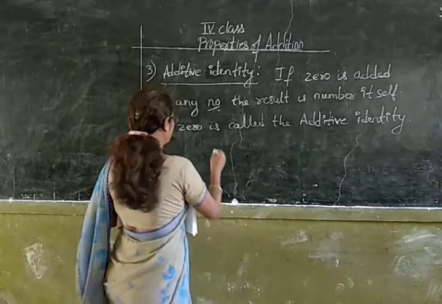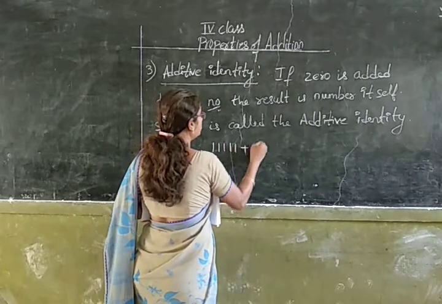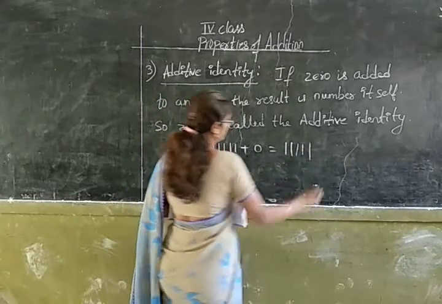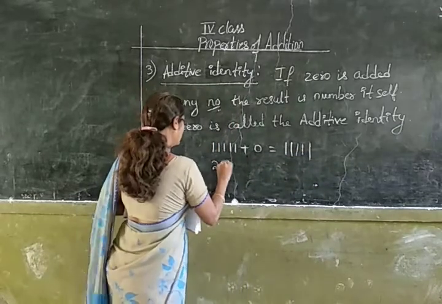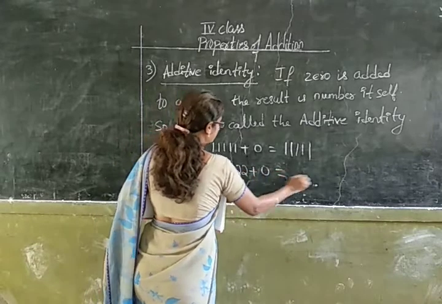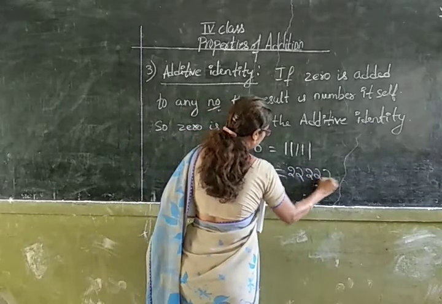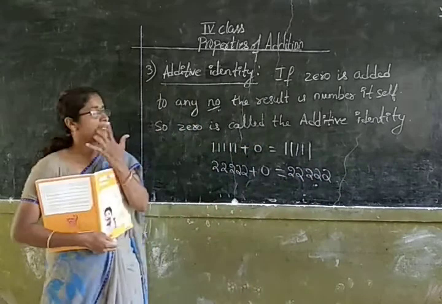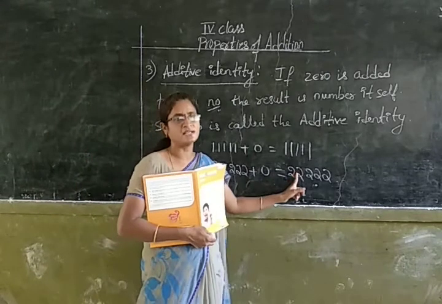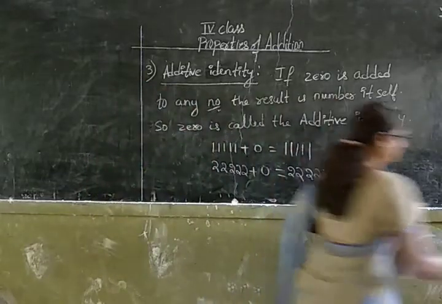For example, if I add 11,111 to 0, the result will be 11,111. Suppose I add 22,222 and 0, the result will be 22,222. So 0 is called the additive identity because if we add any number to 0, we get the same number.